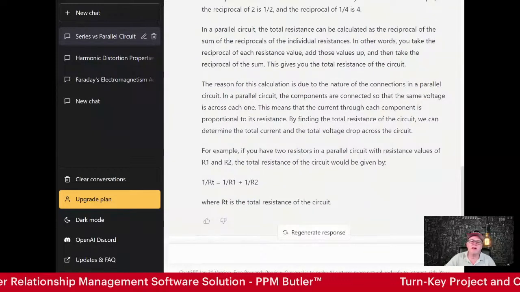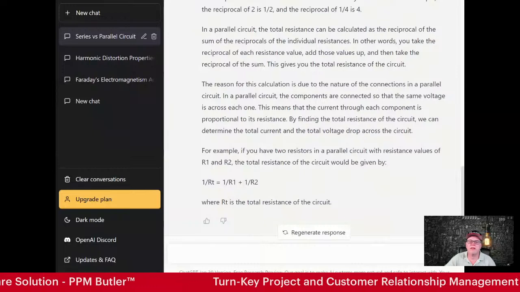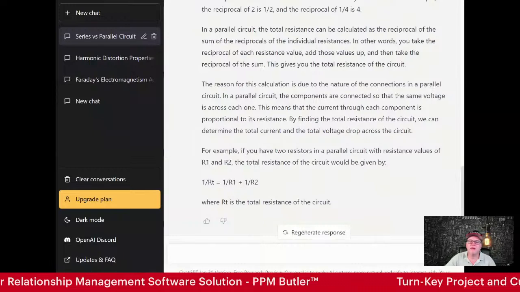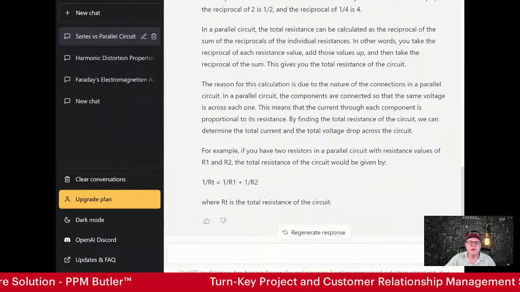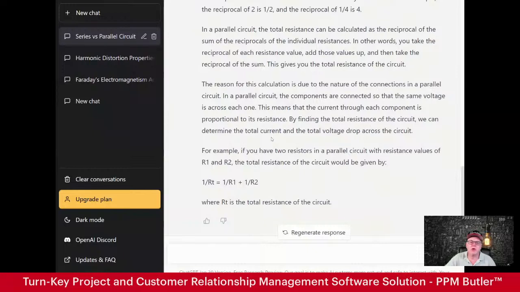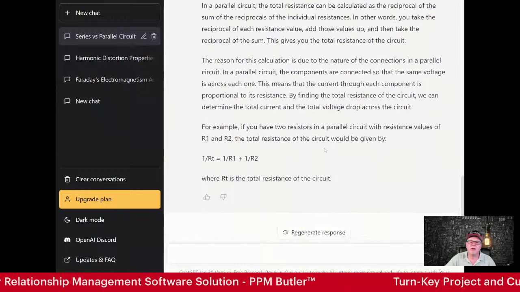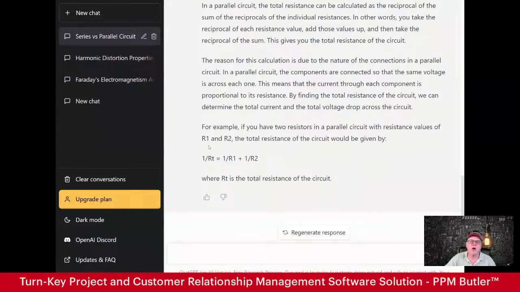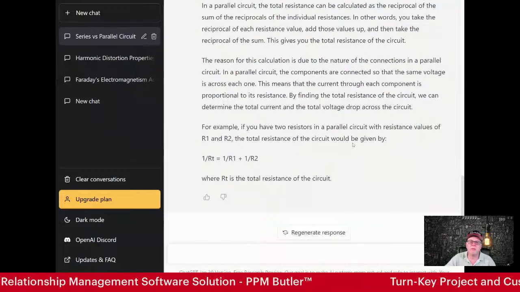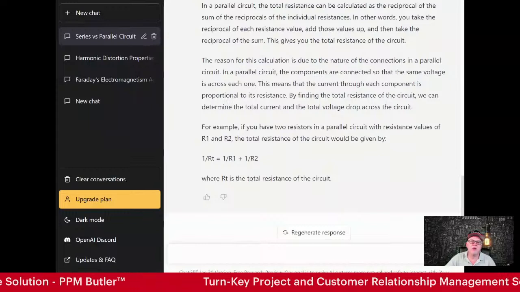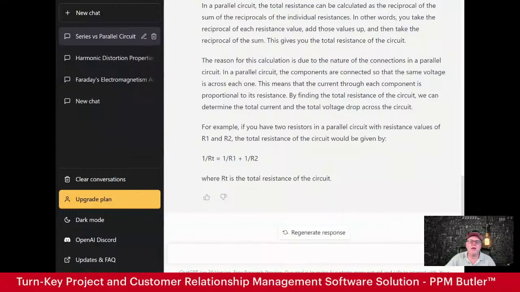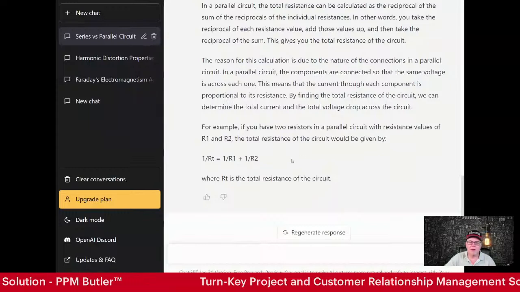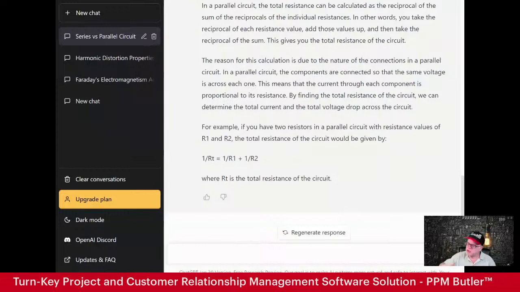It says the reason for the calculation is due to the nature of the connections in a parallel circuit. In a parallel circuit, the components are connected so that the same voltage is across each one. That's correct. This means that the current through each component is inversely proportional to its resistance. By finding the total resistance of the circuit, we can determine the total current and the total voltage across the circuit. For example, if you have two resistors in a parallel circuit with resistance values of R1 and R2, the total resistance is 1 divided by R1 plus 1 divided by R2, the reciprocal of that sum. That is the total resistance of the circuit. Now, we could build on this.